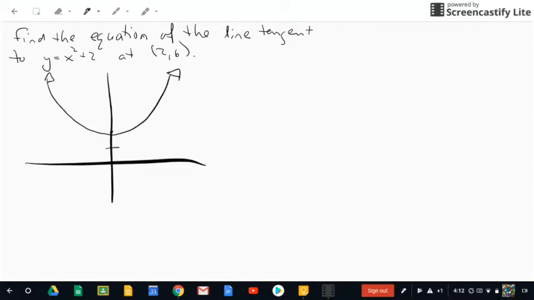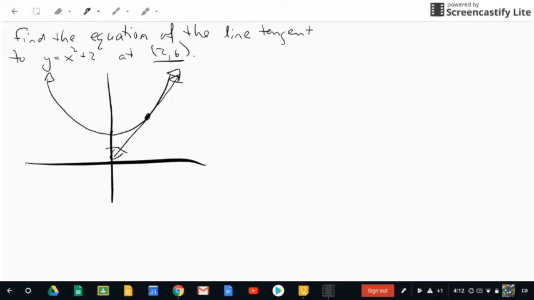Now the point (2, 6), now forgive the scale. Let's say that the point (2, 6) is somewhere out here. What we're interested in is the equation of the tangent line looking something like that. Okay, we want to find the equation of that line right there. To come up with the equation of that line, I need to have either 2 points or a point and the slope.